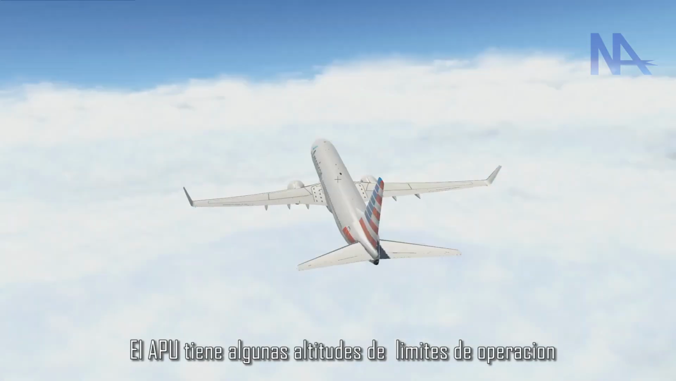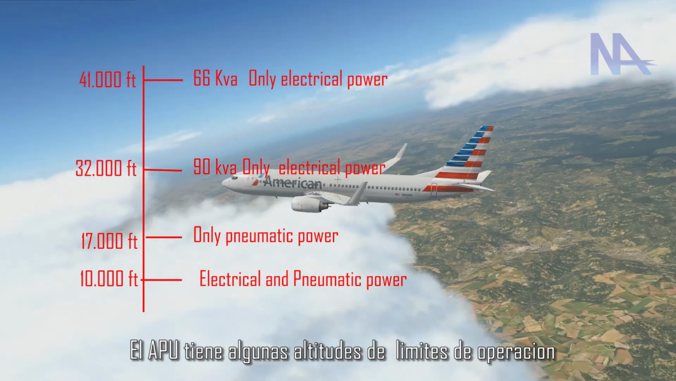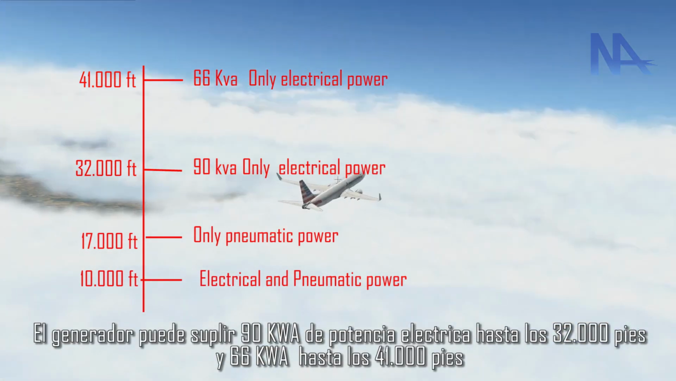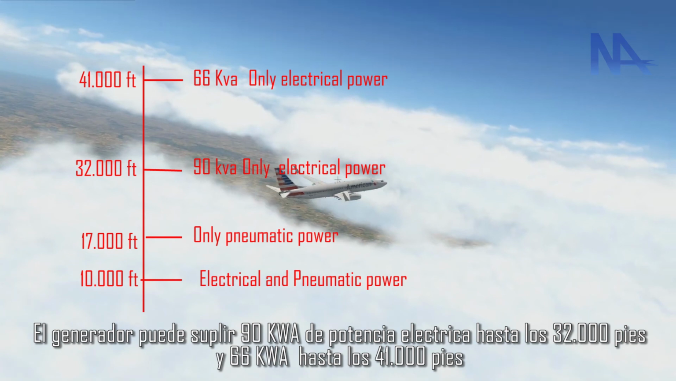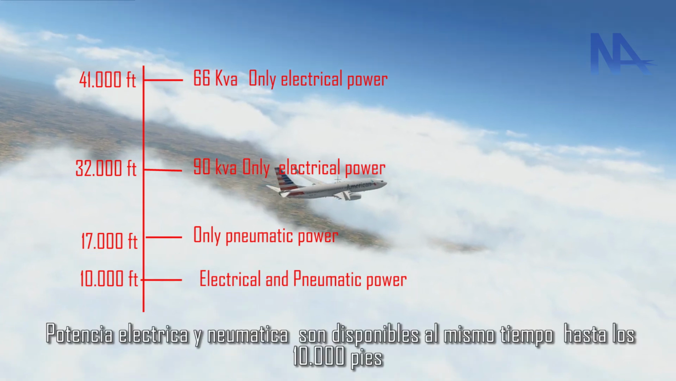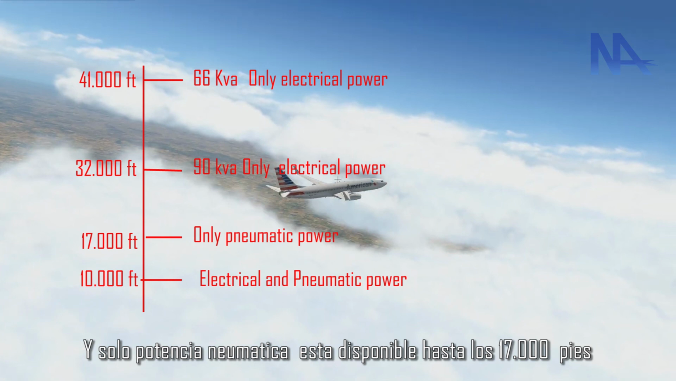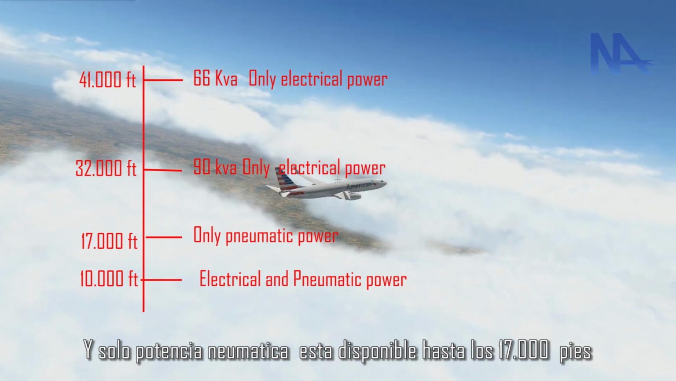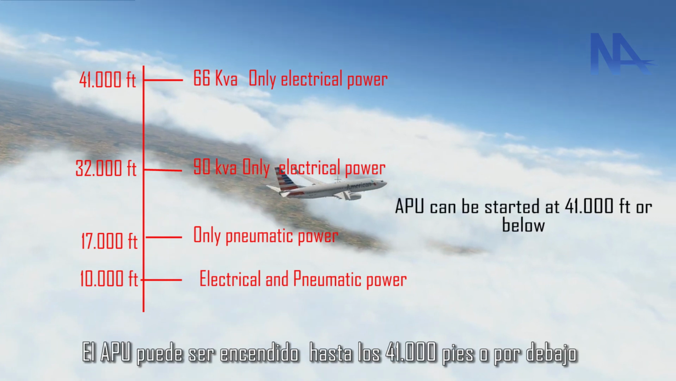The APU has some altitude operational limits. The generator can supply 90 kVA electrical power up to 32,000 feet and 66 kVA up to 41,000 feet. Electrical and pneumatic power are available at the same time up to 10,000 feet, and only pneumatic power is available up to 17,000 feet. The APU can be started at 41,000 feet or below.